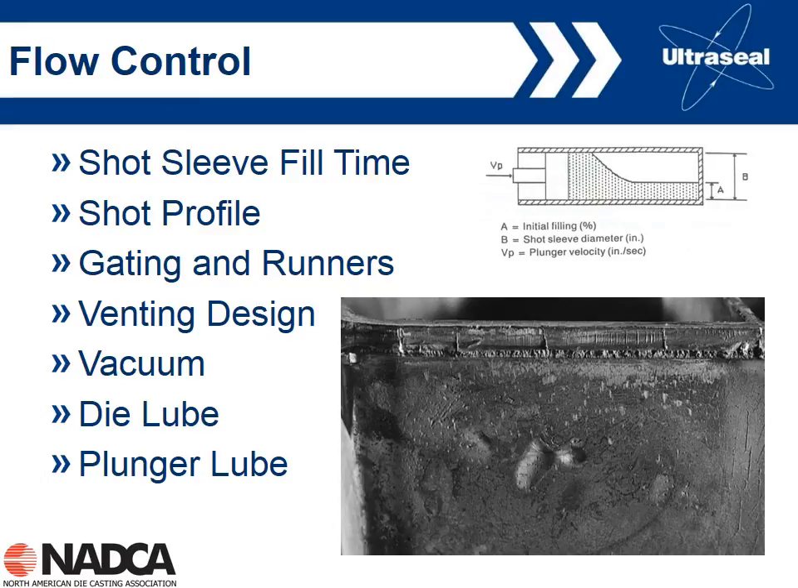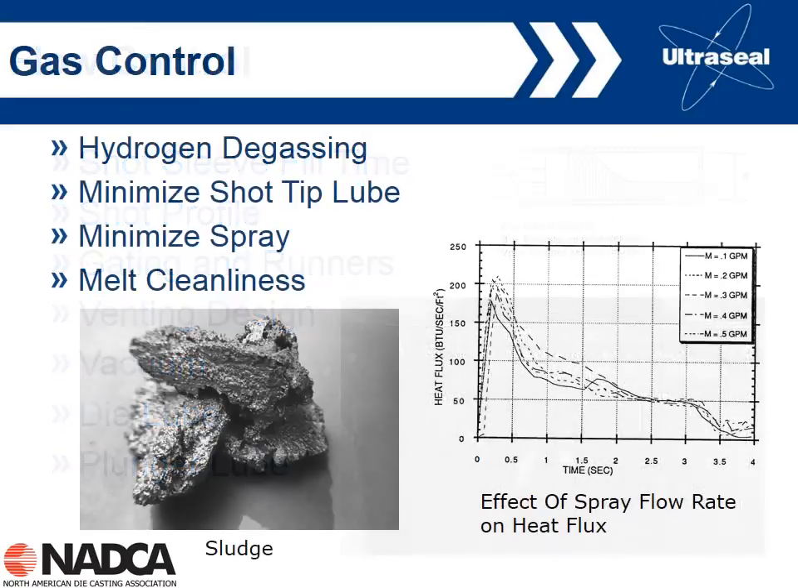In flow control, obviously filling the shot sleeve, shot parameters, gating and runner, venting design, vacuum, dilute. All these things can have an effect, and these are some of the things we'll be talking about in some of the future seminars. And then let me talk quickly about gas control. Obviously, you can do degassing of hydrogen, although the amount of hydrogen tends to be small in terms of the overall gas content of the casting. Certainly minimizing the amount of shot tip lube and minimizing the spray is going to help you. So those can certainly have an effect too.